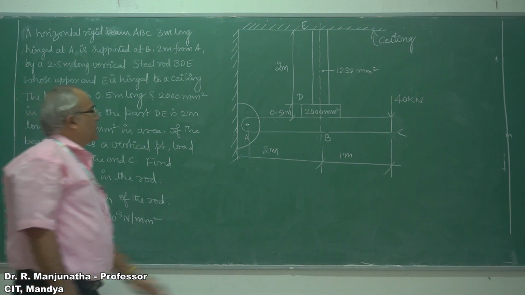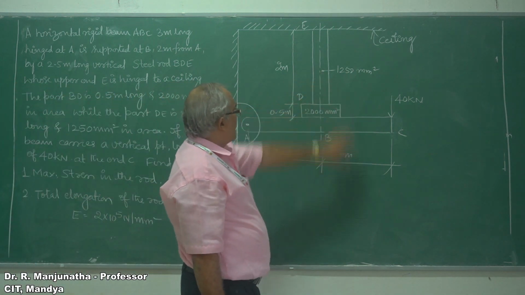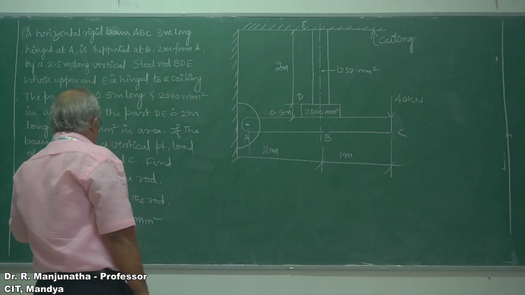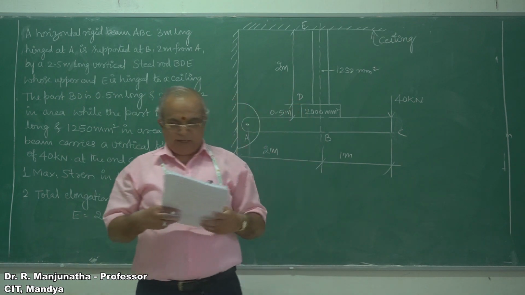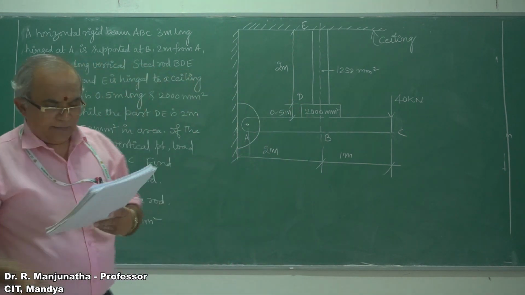So which is the rod we are talking about? We are talking about this rod. The maximum stress in the rod and the total elongation of the rod we need to find out. So this is the problem which has been given.